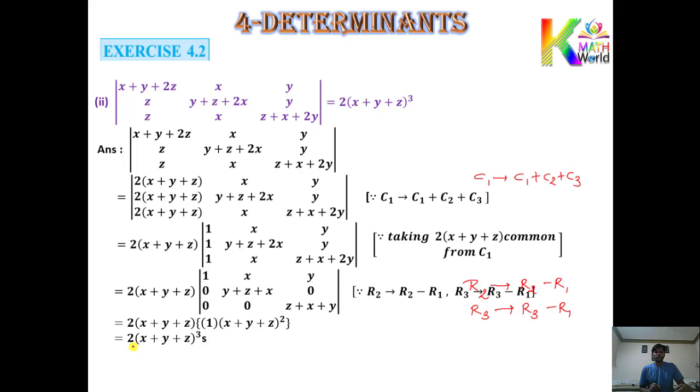Okay, it means you got 2 times (x plus y plus z) whole cube. That will be your final answer, and that is the right answer, you can say. Okay, see the next question now.